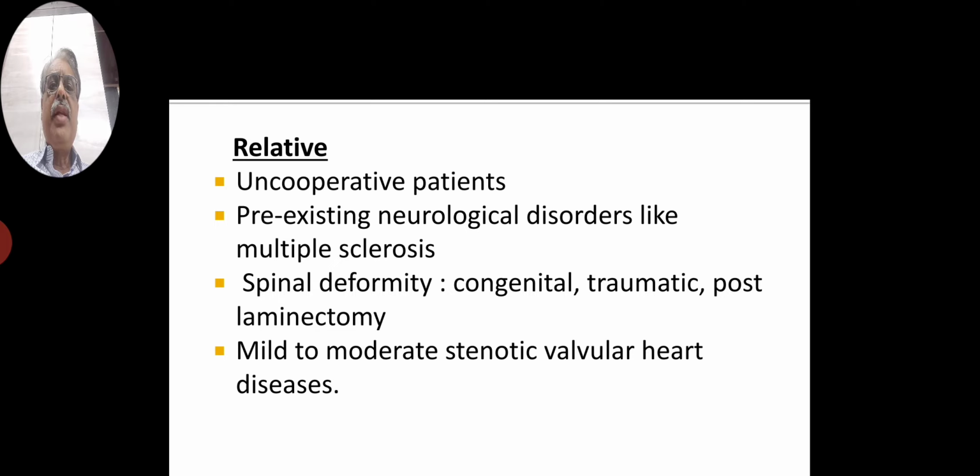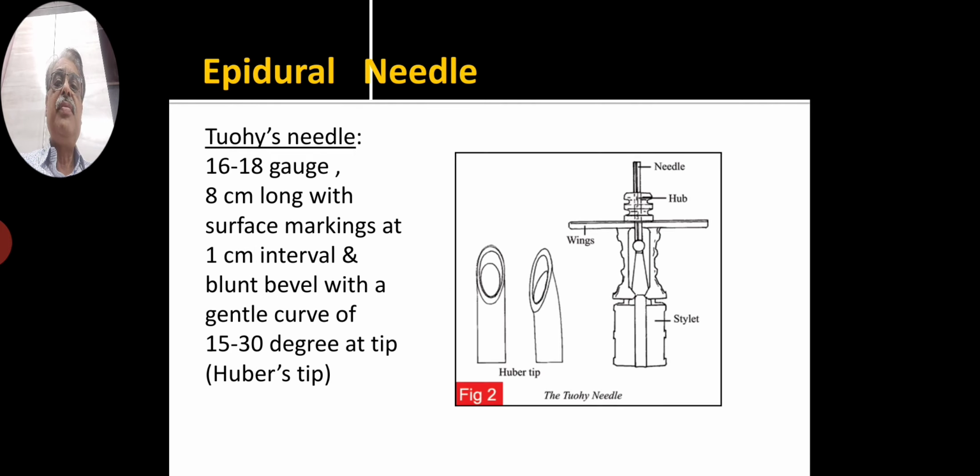What are the relative contraindications? Relative: uncooperative patient. Then pre-existing neurological disorders like multiple sclerosis. Patients having spinal deformity, congenital, traumatic, or post-laminectomy. Patients with mild to moderate stenotic heart disease.